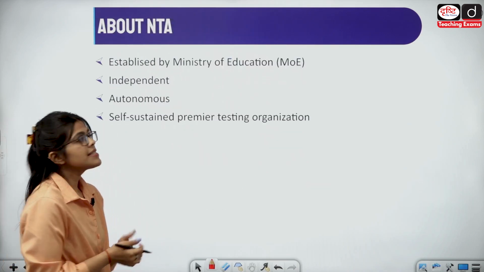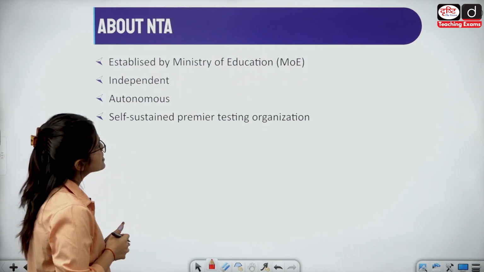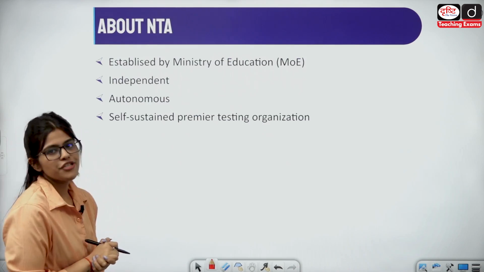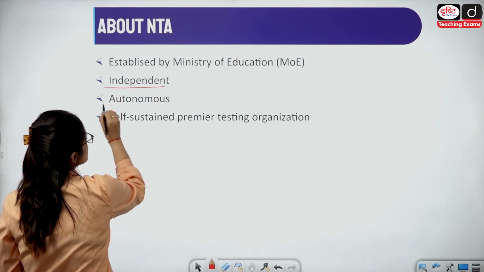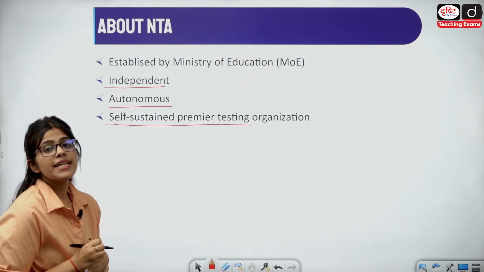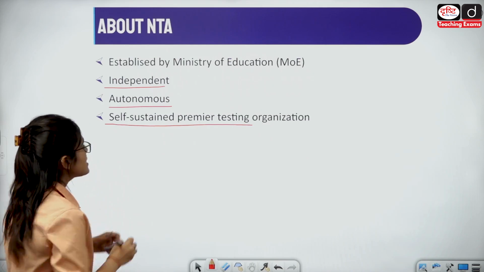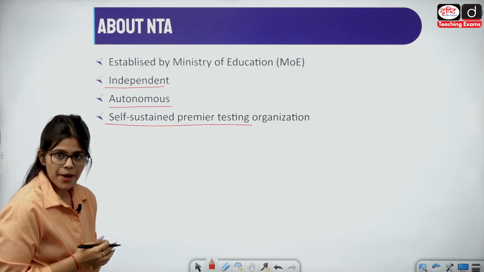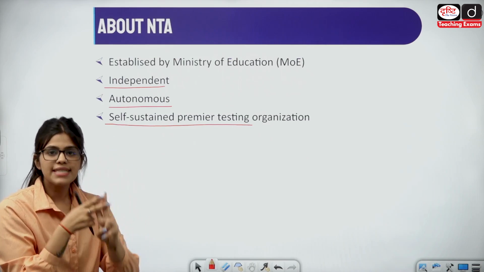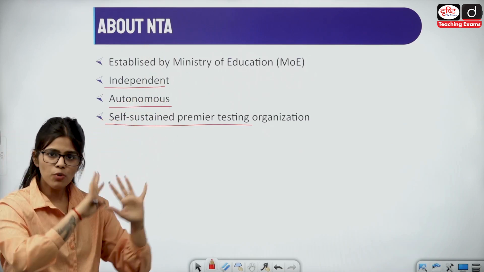NTA is established by the Ministry of Education, that is MOE. Initially we used to call it MHRD. Now it is called the Ministry of Education. It's an independent, autonomous and self-sustained testing organization that looks into how examinations are conducted. Now, this UGC-NET exam happens two times a year, and it is conducted by the NTA body. I hope this is clear.